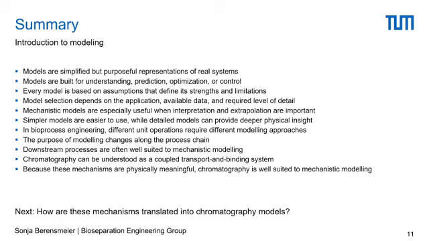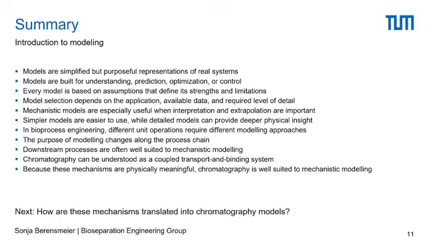Model selection: we have discussed what different types of models exist, and the selection really depends on the application that you want to use your model for, what data is available, and how complex your model needs to be. Mechanistic models are especially useful if you want to have interpretation and extrapolation. So if you want to use the model for a better understanding of a process and also maybe want to use the model to predict something outside of the calibration range, then you're going to have to go back to mechanistic models. Also, simpler models are most of the time easier to use, while detailed models obviously can provide a deeper physical insight.